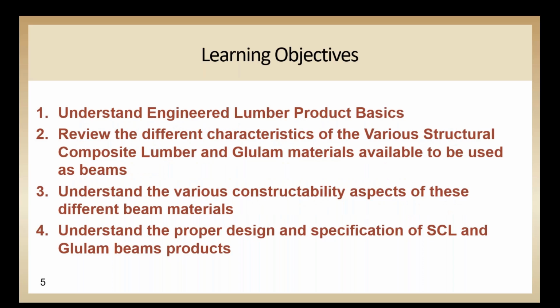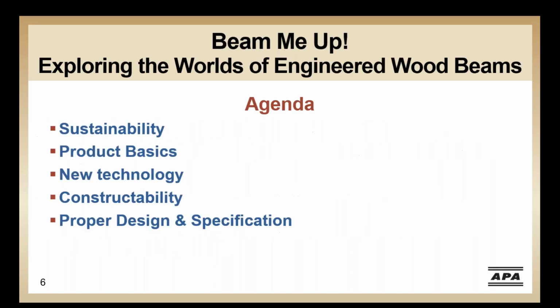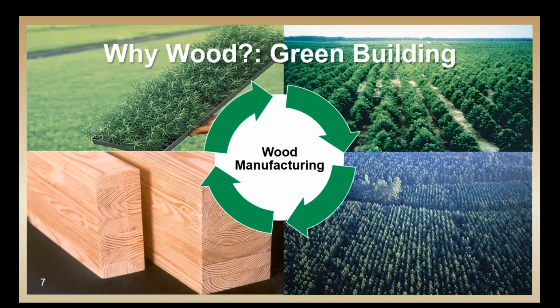Today's presentation objectives are to understand engineered lumber product basics, review the different characteristics of the various structural composite lumber and glulam materials available to be used as beams. We'll look at various constructability aspects of these beam materials, and present guidance on the proper design and specification of SCL and glulam beam products. A quick look at our agenda today. I mentioned the presentation will review sustainability of engineered wood, product basics review, introduce new technologies, explore constructability, and review proper design and specification of engineered lumber products.